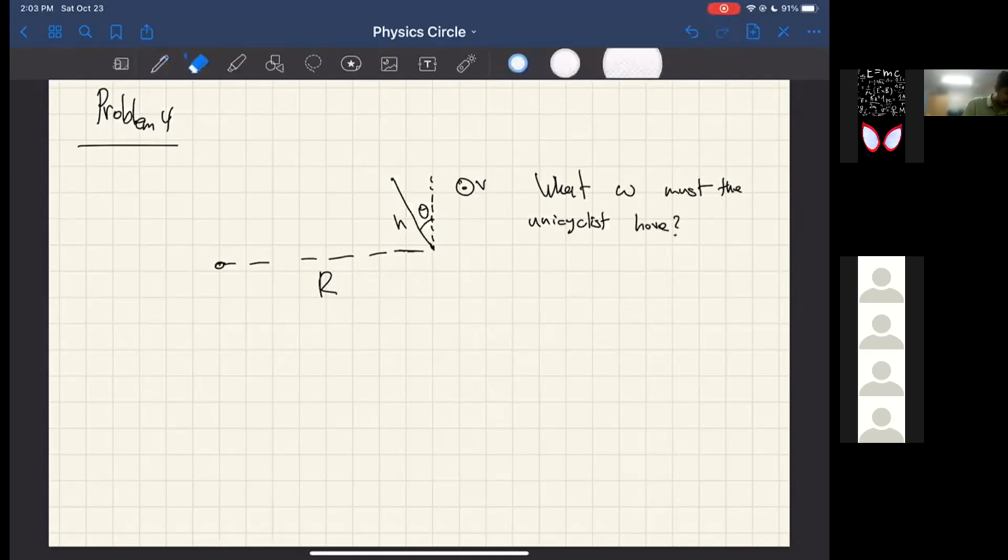Or I guess not omega, we'll just call it v, because that's kind of a similar question. You're moving in a big circle and you're leaning inwards a bit. In the previous case, the track was banked. In this case, you're leaning in a little bit. Similar setup. What speed must you have in order to be stable in this track? I'll give everybody a minute to think about it.